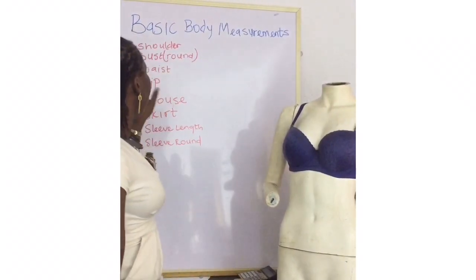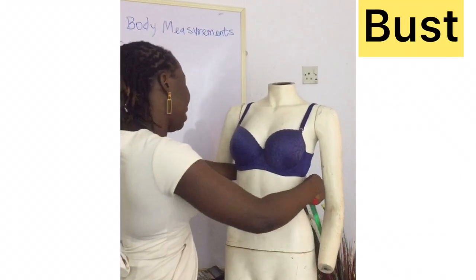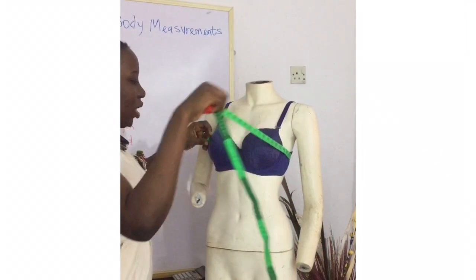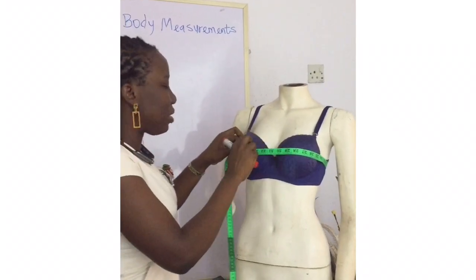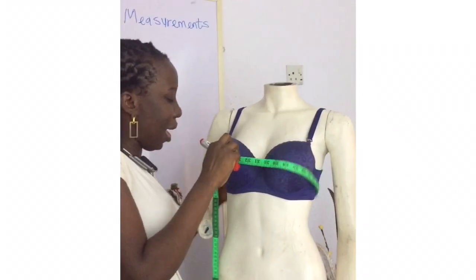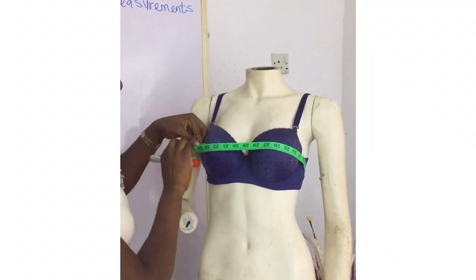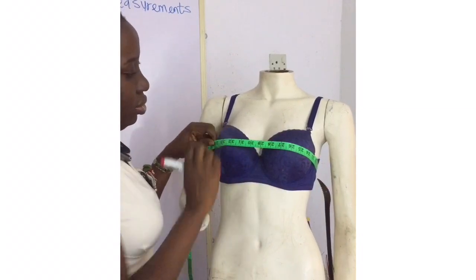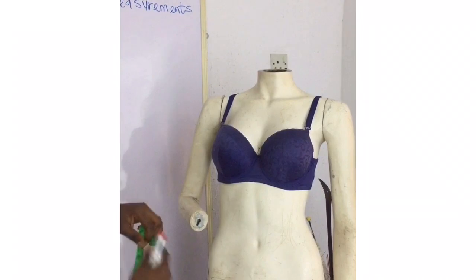So we have another one, the bust round measurement. Taking the bust round measurement, you need to be firm. Your tape rule needs to be firm on the fullest part of the bust. Make sure it's not slack at the back so that it will be accurate. Can you see that? Your bust point is the fullest part of your boobs.